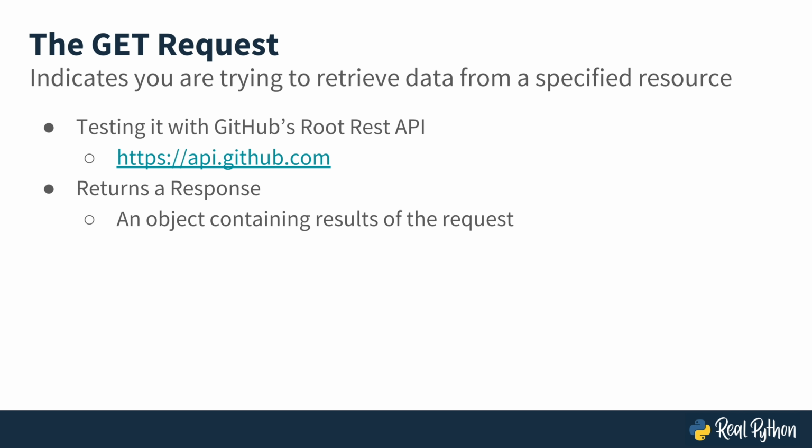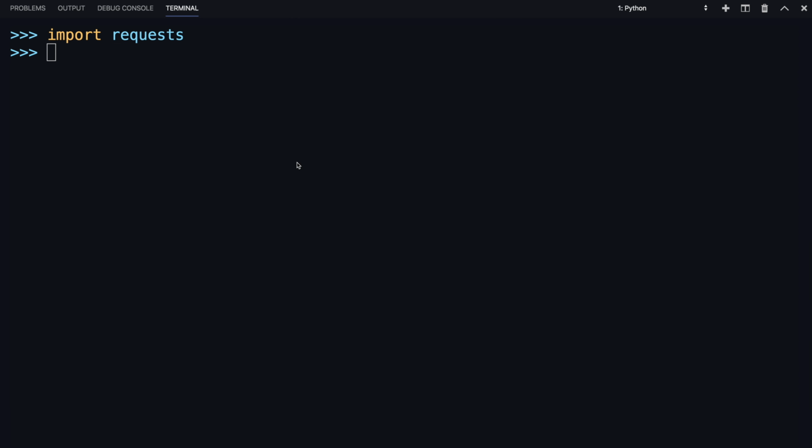So the GET request indicates that you're trying to retrieve data from a specified resource. We're going to be testing it out with GitHub's root REST API with the URL api.github.com. It'll return a response, which is basically an object containing the results of your request. Let's take a look at that.